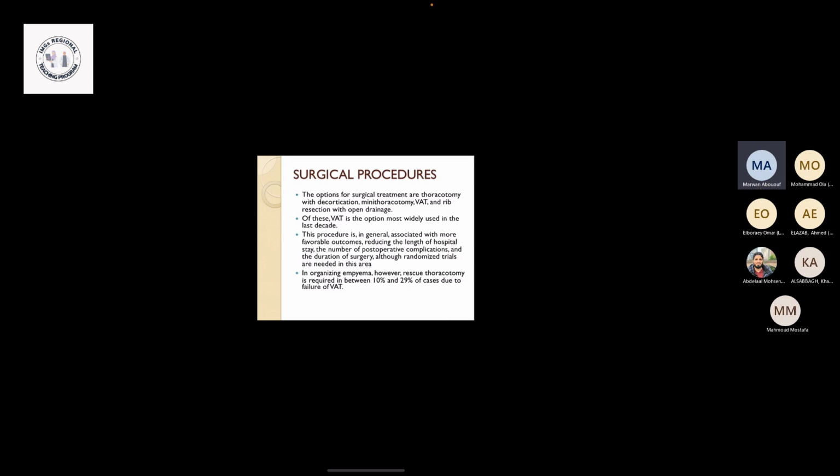It is the option most widely used in the last decade, seeing the pleura, the loculations, the septations, the adhesions, and accordingly seeing if it's enough to do adhesiolysis or to do decortication together. This procedure is in general associated with more favorable outcomes, reducing the length of hospital stay, the number of post-operative complications, and the duration of surgery, although randomized trials are needed in this area. In organizing empyema, however, thoracotomy is required in between 10 and 29% of cases due to failure of video-assisted thoracoscopy.